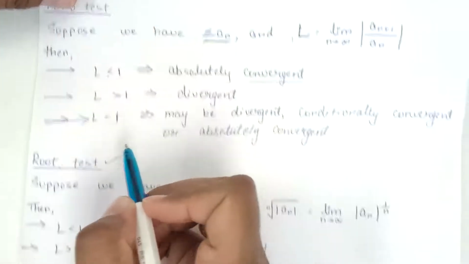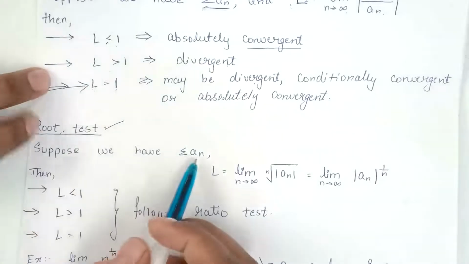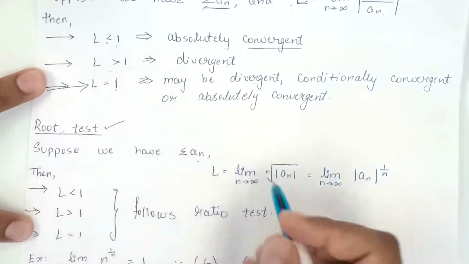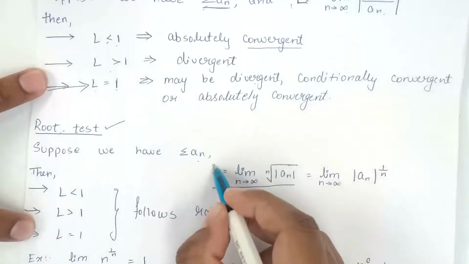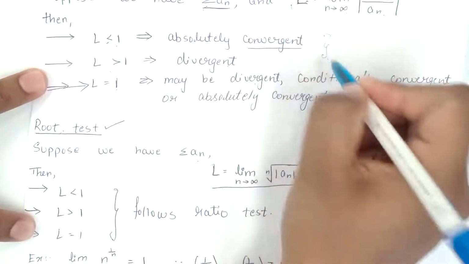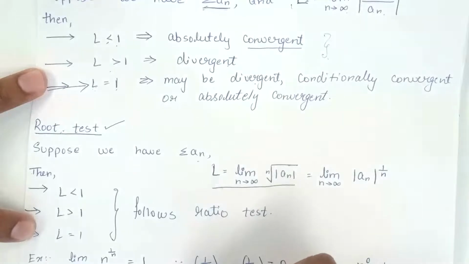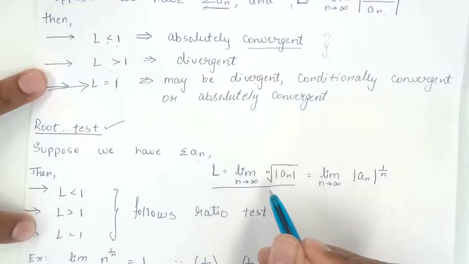Okay, and what is root test? How can you apply that? Suppose you have a sequence An again, then you need to use this formula to find the limit L, and you can follow the same condition given here. Okay, so that's how you can find out whether it is convergent or divergent. Got it?